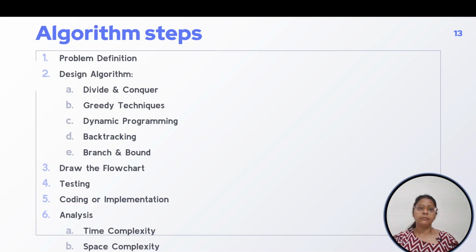So, algorithm problem-solving steps: I told you these steps are the extended version of the previous steps that I have discussed. First of all you have to understand the problem, then you need to understand which designing technique you can apply. I told you these are the 5 important designing techniques that we are going to discuss. Then you can draw the flow charts, then you can test and implement your algorithm, and finally you can analyze on the basis of time and space complexity.